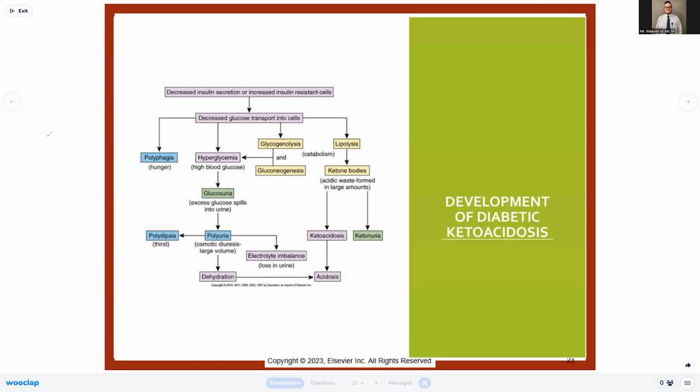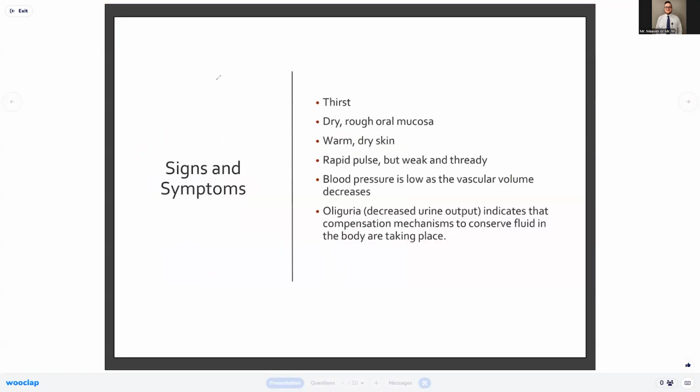This is a chart that talks about development of DKA. Again, basically, we have decreased insulin. We're going to get the 3 Ps: hyperglycemia, which leads to electrolyte imbalance and severe dehydration. At the same time, acidosis is developing, and then we get symptoms of metabolic acidosis.